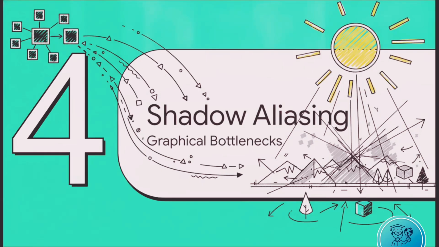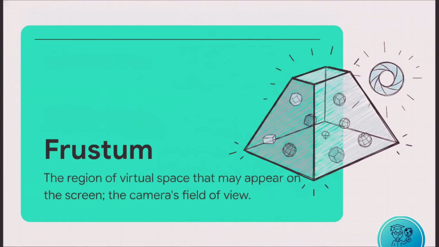Moving on to part four, the shadow aliasing problem. Okay, so we've got the networking figured out. We have this powerful server cluster feeding us data.